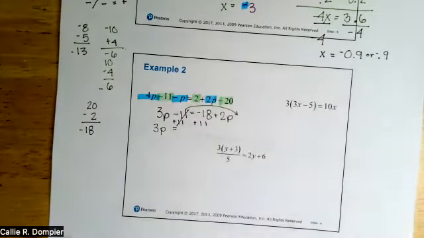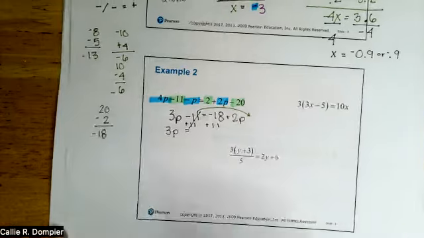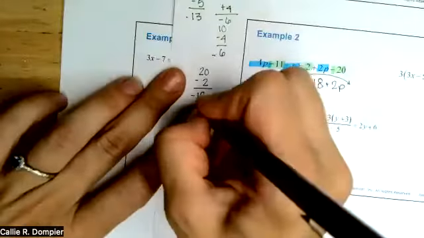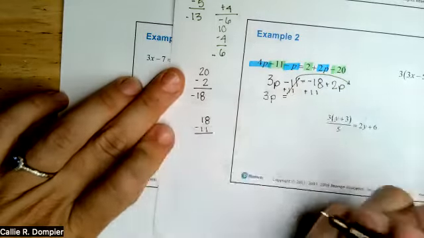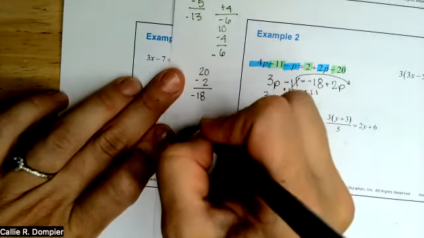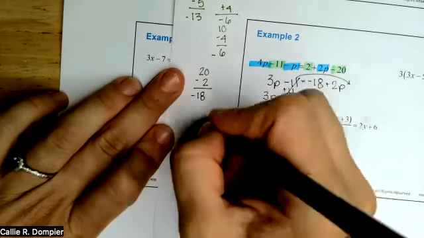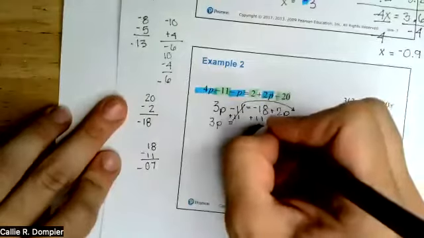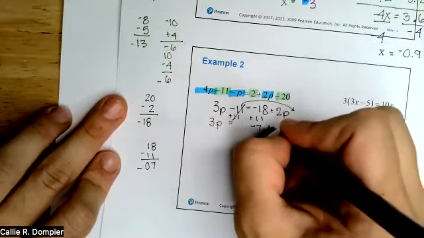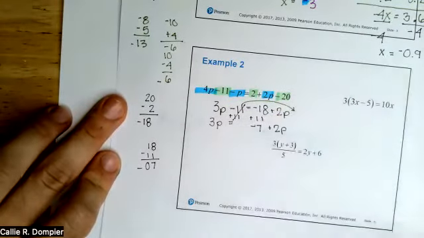Negative 18 plus 11, again, we're going to subtract. Negative 18 plus 11 is the same as 18 minus 11. 8 minus 1 is 7. 1 minus 1 is 0, but the 18 is negative, so it's a negative 7 plus 2p.